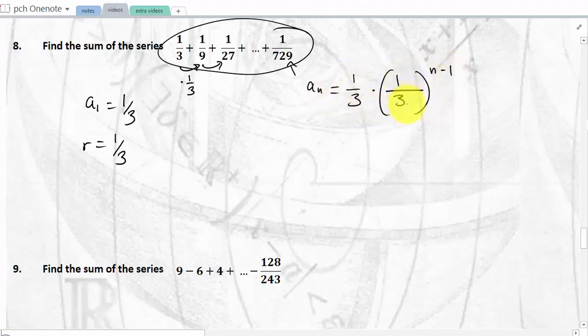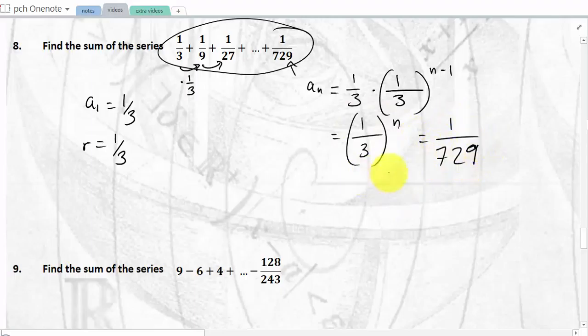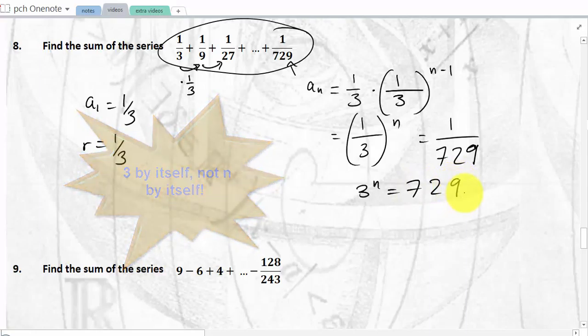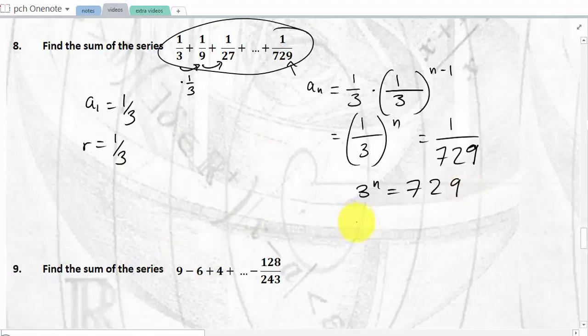Now 1/3 times 1/3 to the power of n minus 1 is 1/3 to the power of n right here. And this is equal to 1 over 729. So basically what you want is figure out how many times you have to multiply 3 by itself to find 729. You take a calculator if you need to, but this is not difficult. N equals 6. So this is just the sum of the first 6 terms.